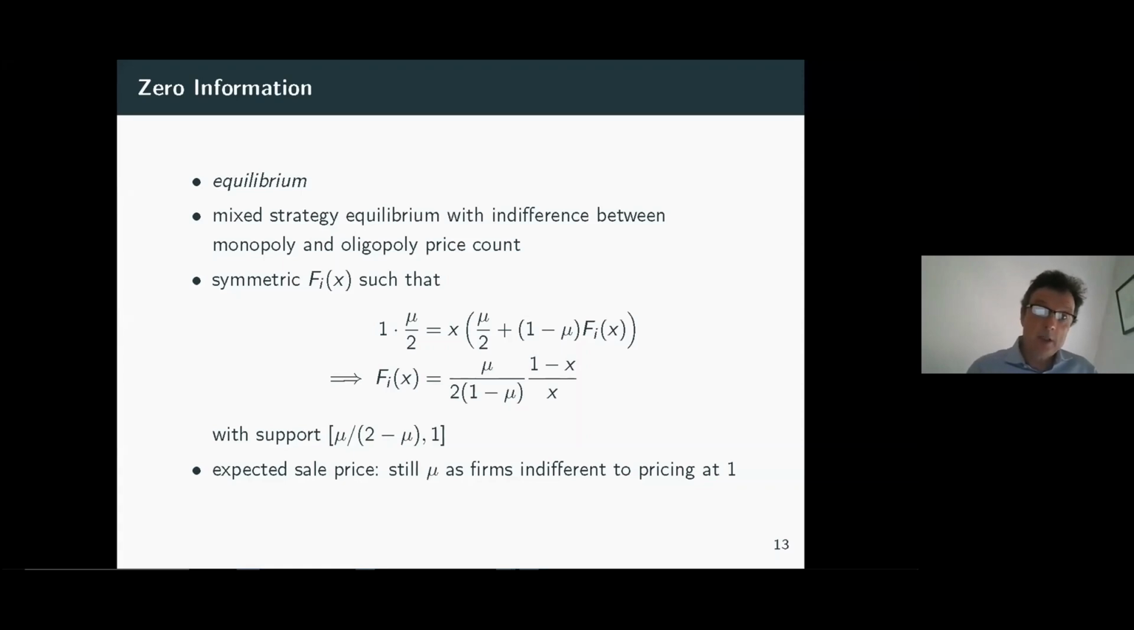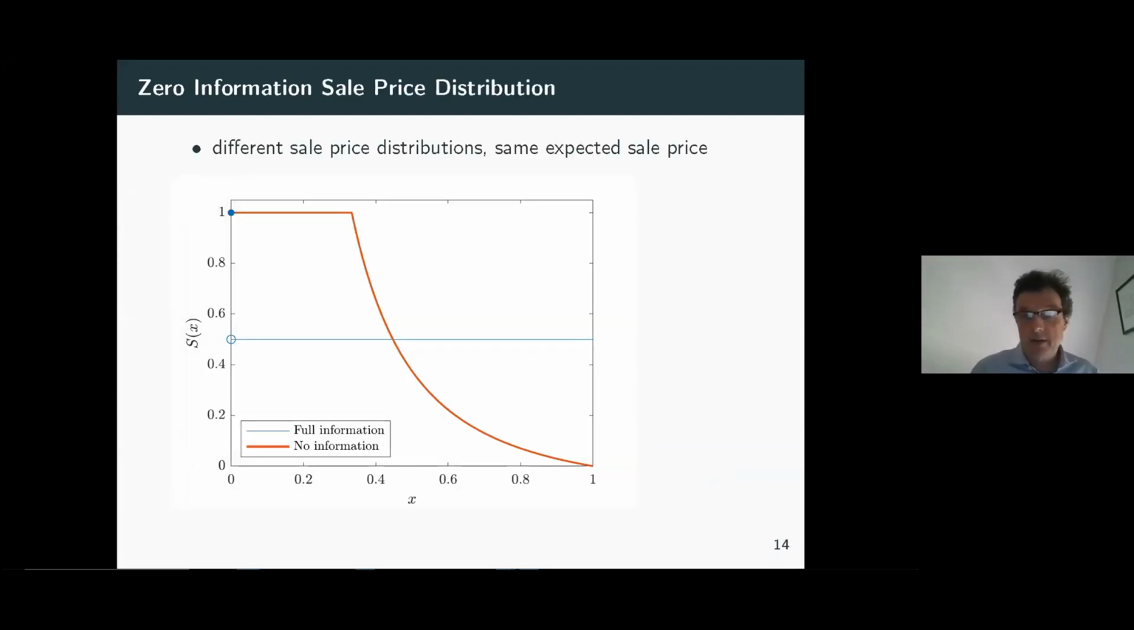Or they're going to try to price competitively, and that has to be resolved in a mixed strategy distribution that we can derive, and for which there's a support. Still, we can compute the expected sales price, and that has to be mu, because in equilibrium, the firms are going to be indifferent between trying to get the revenue that they would get if they were a monopolist and being more competitive. So visualizing this, we'll find that there's another sales price distribution now under no information.